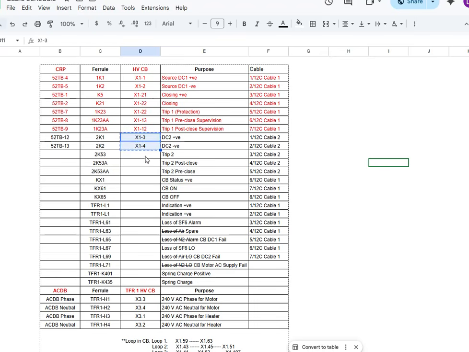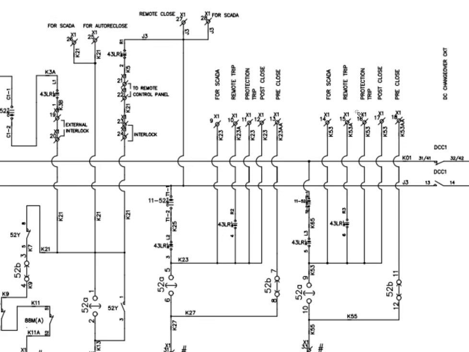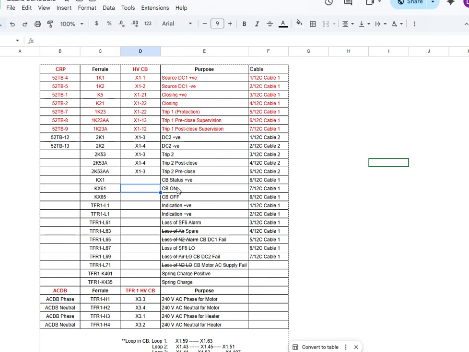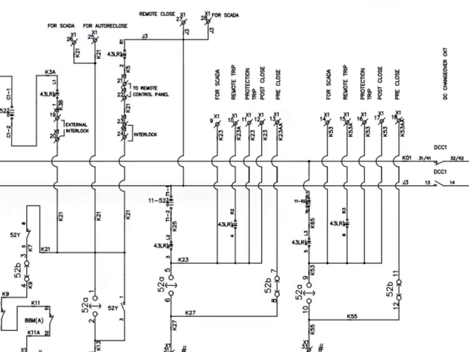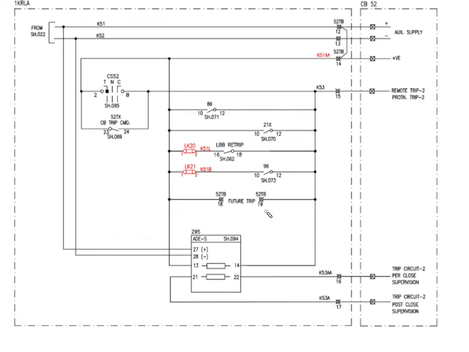X1, what it was, X1-16, 18 and 17. Okay, 16, 18 and 17. Okay, this was the trip 2, and now we'll check in the relay panel what TB numbers are used for the trip 2.